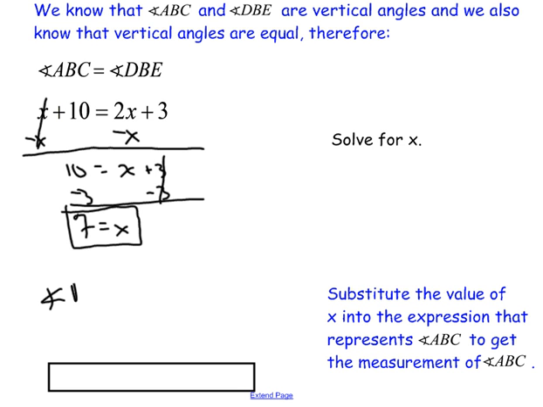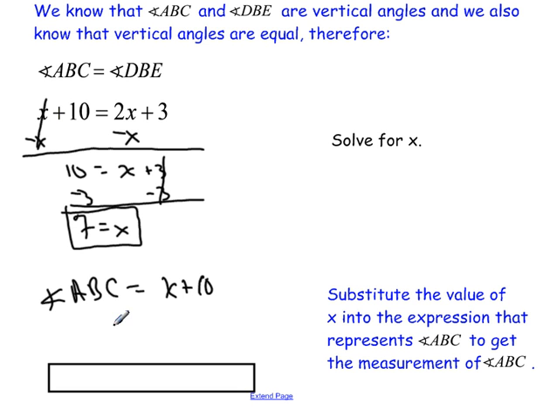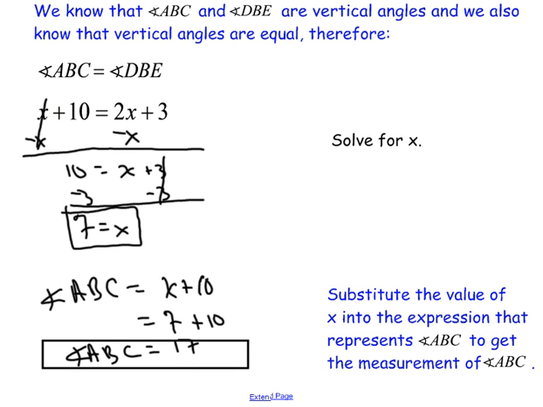So we know angle ABC equals, what did it equal? X plus 10. And we know x is 7, so we're going to substitute for x. That's going to be 7 plus 10, that's going to be equal to 17. So we know that the measurement of angle ABC is equal to 17 degrees. Let me write that over. We know the measurement of angle ABC is equal to 17 degrees. That's our final answer.